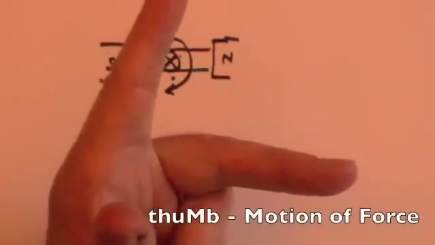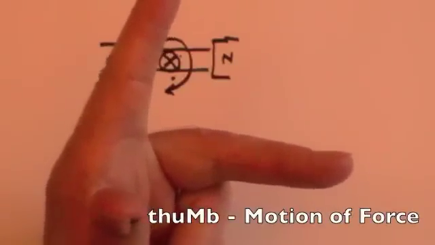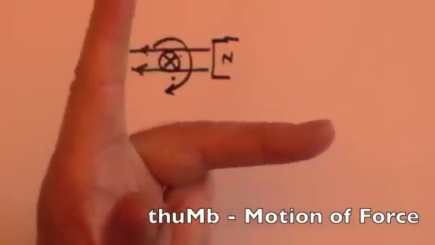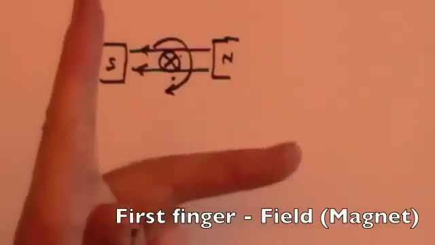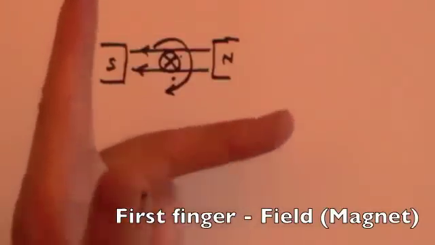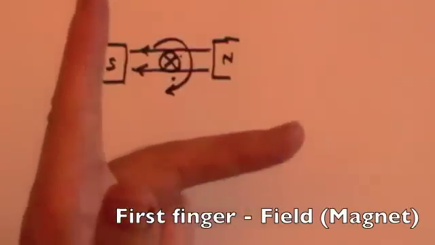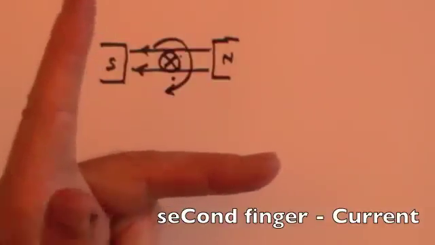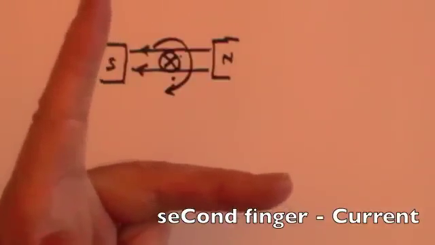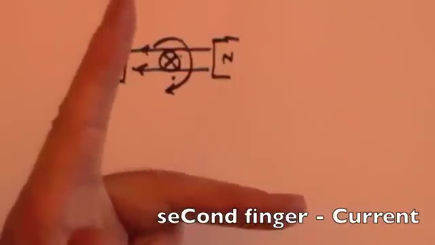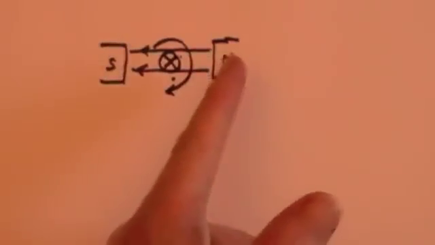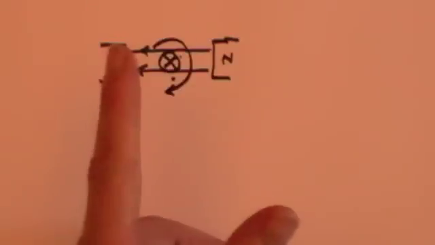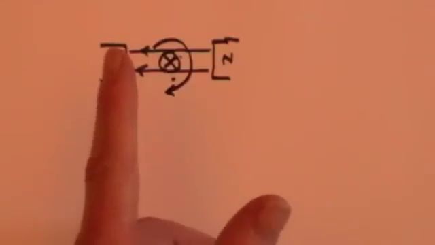Now, my thumb stands for the motion, the direction in which the wire will move. My first finger stands for the field, the direction of the magnetic field from north to south. And my second finger stands for current, the direction of the current. So my field is pointing from right to left. So I need to point my first finger from right to left. I need to contort myself for this.